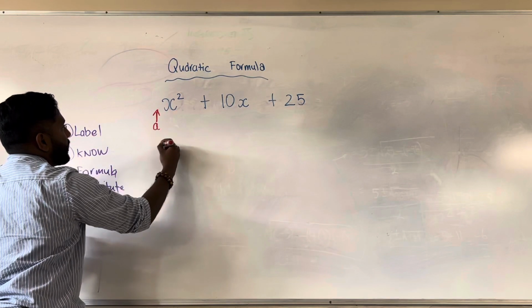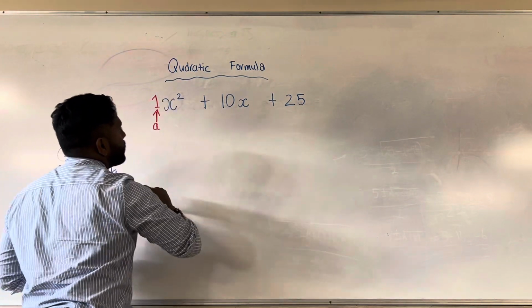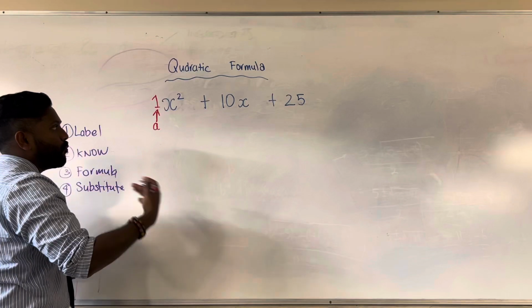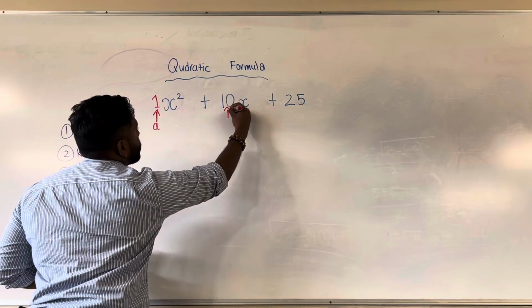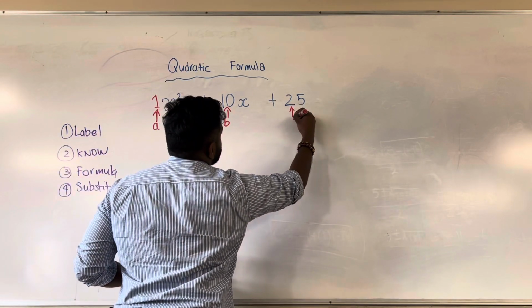So we're going to call that a. There's actually a 1 there. Why? Because x squared is equal to 1x squared. It's like saying 1a is equal to a. This one's going to be b, and this is c.